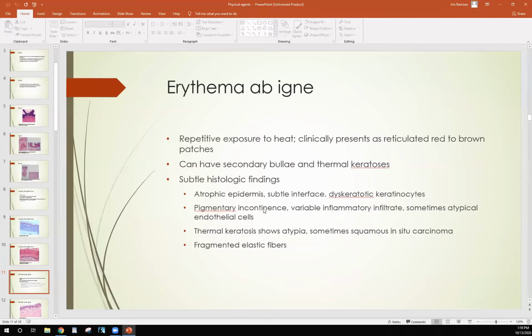Sometimes you can get pigmentary incontinence, variable inflammatory infiltrates. Unusually, you can get atypical endothelial cells. As I said before, this thermal keratosis type pattern can show atypia, sometimes mimicking a squamous cell carcinoma in situ. And fragmentation of elastic fibers is another finding, but also very difficult to see.